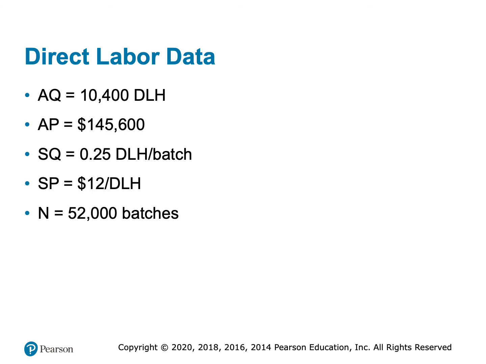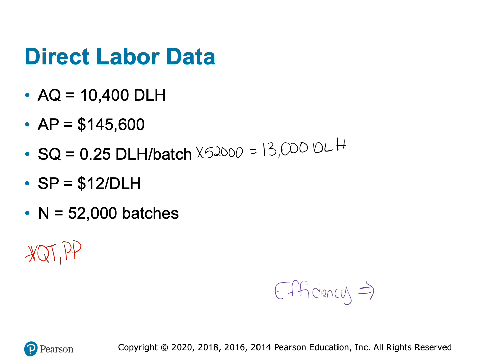We already knew that. So again, don't forget that we want quantities in total and prices per. So if I start with my quantities, my actual quantity is already in total at 10,400 labor hours, but my standard quantity is per batch. So I want to convert this by multiplying it by 52,000 batches. And so this tells me that, hey, I should have used, or I would have expected to use 13,000 direct labor hours. I actually used 10,400. So my employees worked faster than I expected them to. This tells me that my efficiency variance is going to be favorable. I don't know how favorable yet, but I know it's going to be favorable.